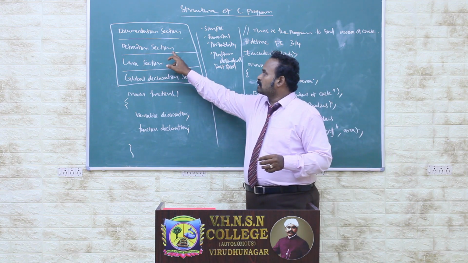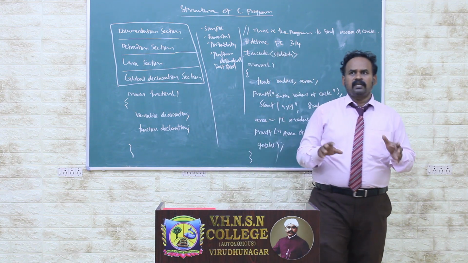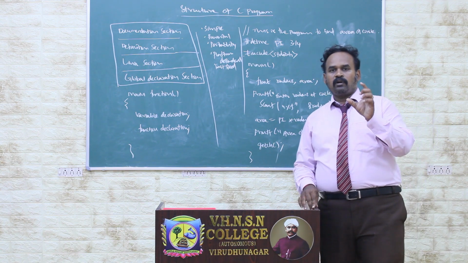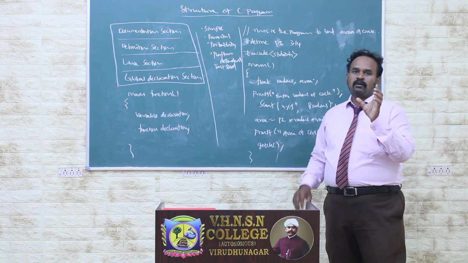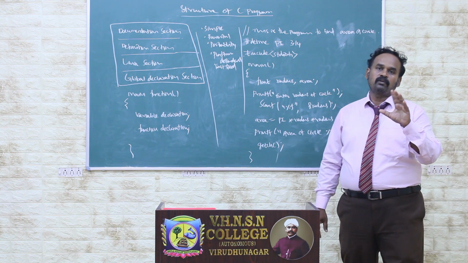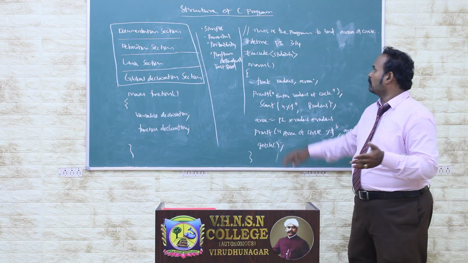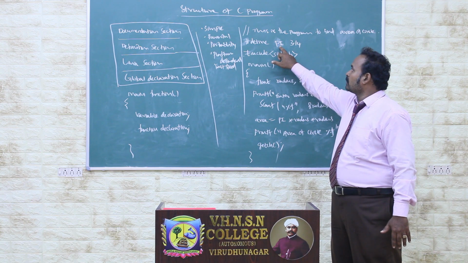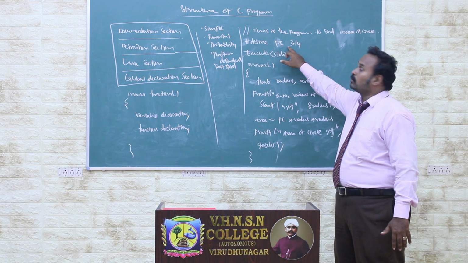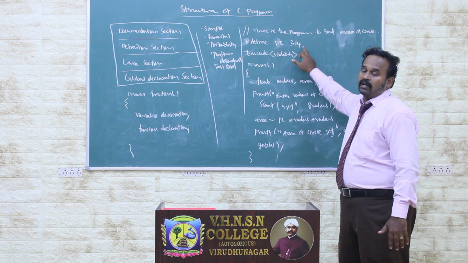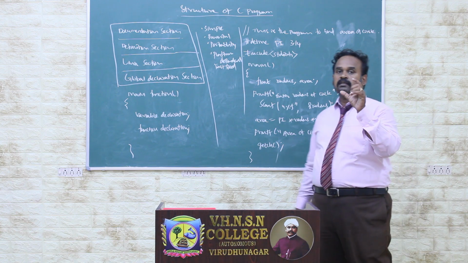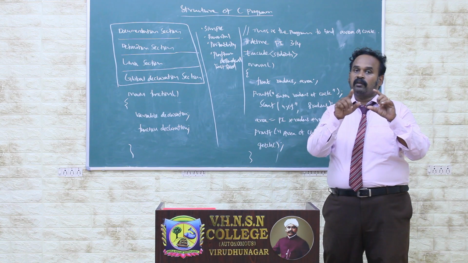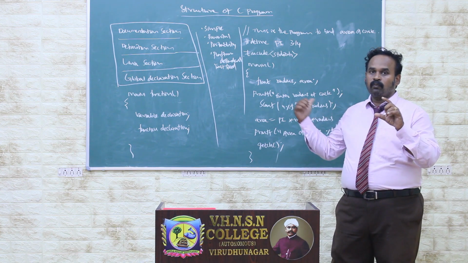Okay, next one is the definition section. In the definition section, we are defining the symbolic constants. A symbolic constant means a constant whose value is substituted during the execution of the program. In this program, we are defining a symbolic constant, pi equal to 3.14. Whenever pi occurs in the program, it is replaced by the value 3.14 to find the area of the circle.